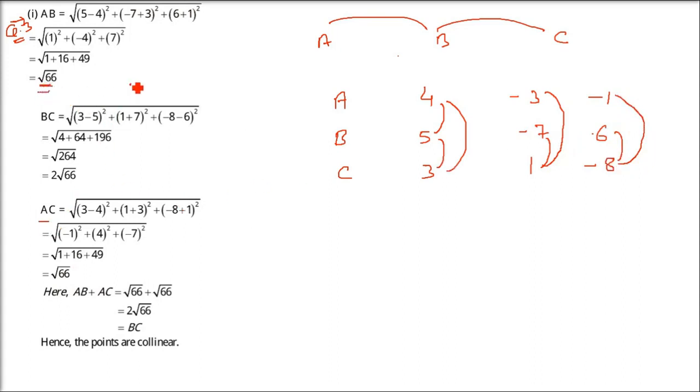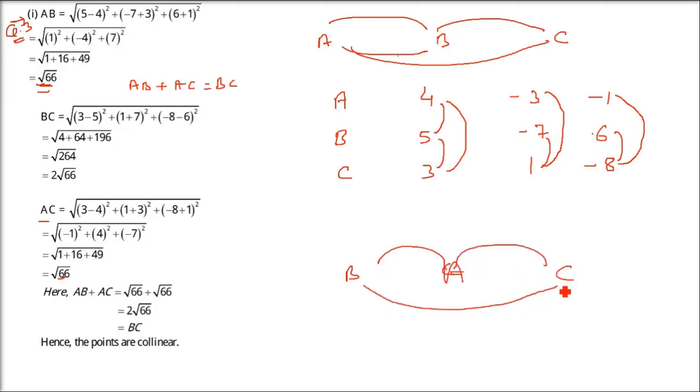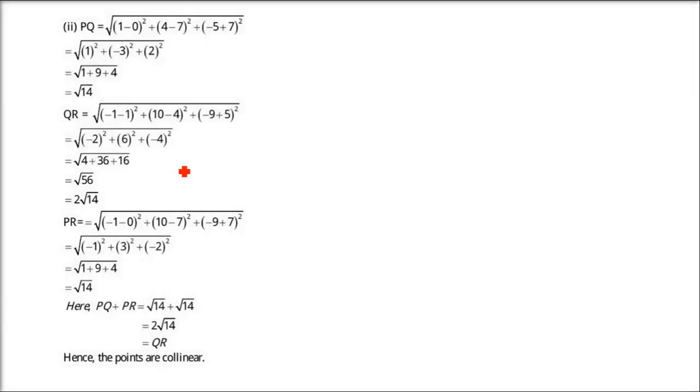So if you take AB, it's root 36, and then AB, BC, AC. If you add AB and AC, you'll get BC. Root 66, root 66 added, you get 2 root 66. Right? So it's not A, B, C which I am showing. Actually it's AB plus AC is BC. That is, A is in between. So you have AB plus AC, or you can say BA plus AC equals BC. Therefore these 3 points are collinear. Collinear means on the same line, linear.